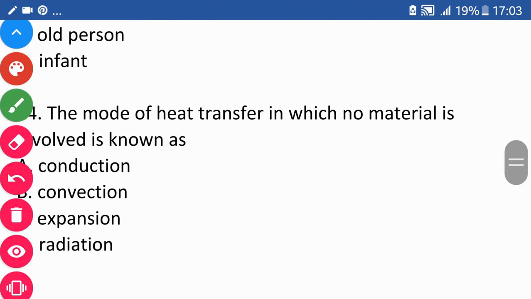24. The mode of transfer of heat in which no material is involved. So the transfer of heat didn't go through a solid, gas, or liquid. It's radiation.